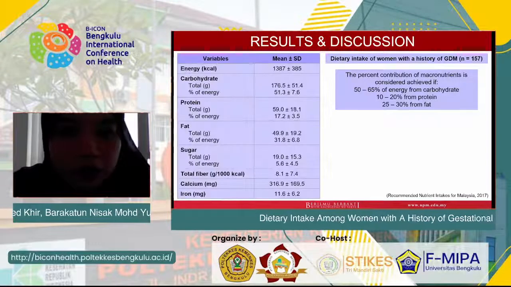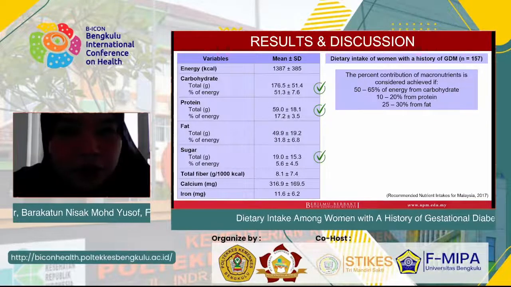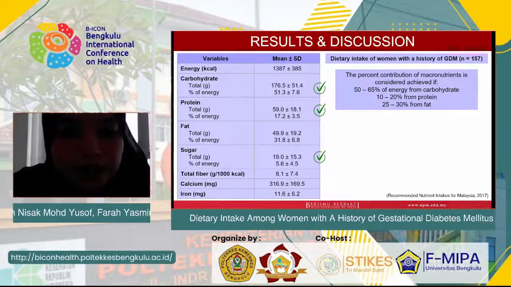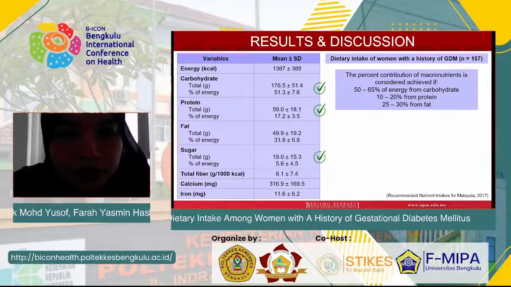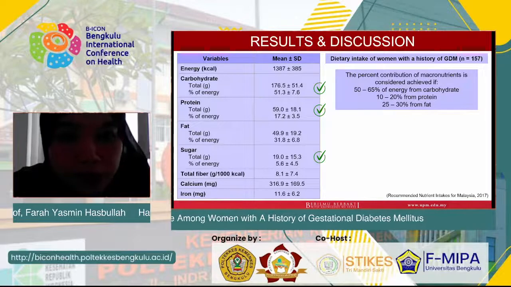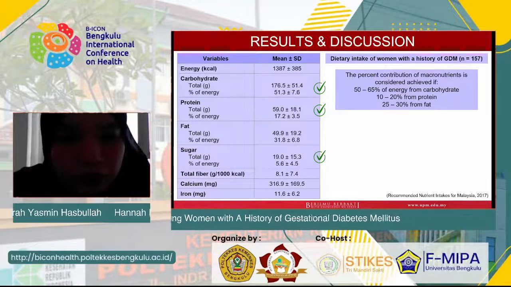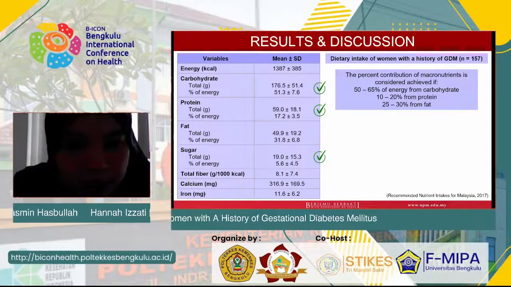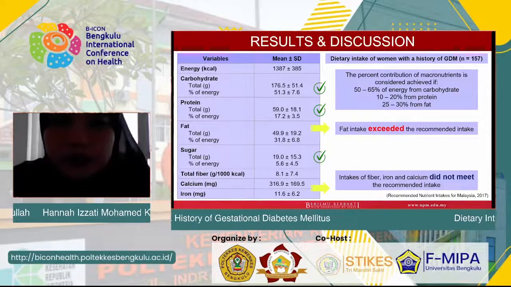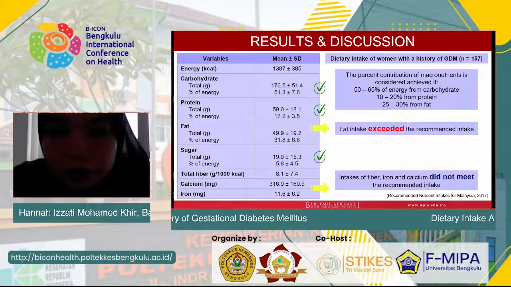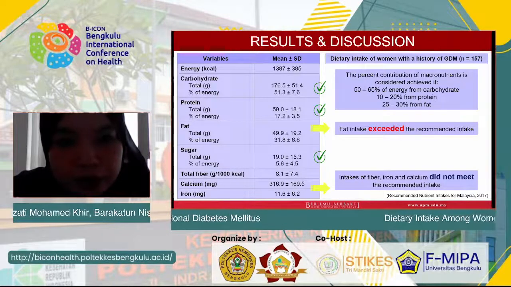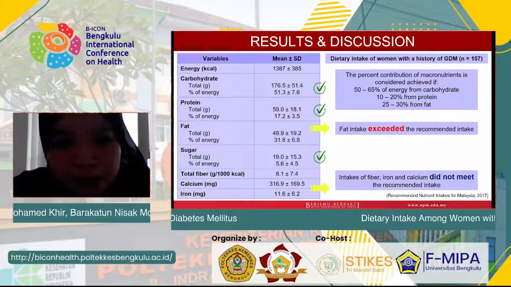All right, so moving on into the dietary intake of these women in this study. The percent contribution of macronutrients towards total daily energy intake is based on the recommended nutrient intakes for Malaysia, RNI. And the mean carbohydrate, protein and sugar intakes are within the recommended level. However, on the other hand, fat intake exceeded the recommended intake for adults, which was restricted to a conservative range of 25 to 30% of total energy intake, and intakes of fiber, iron, and calcium were inadequate or did not meet the RNI.